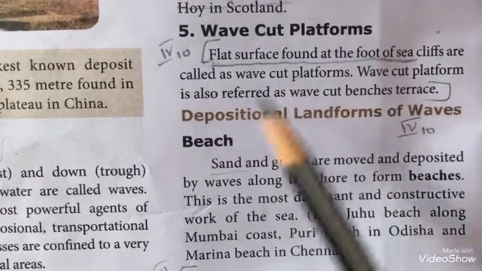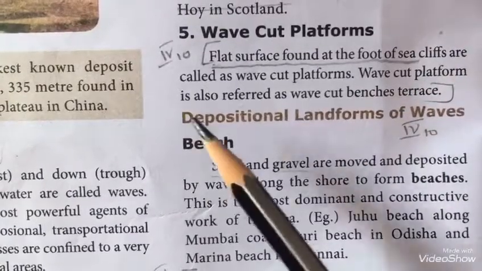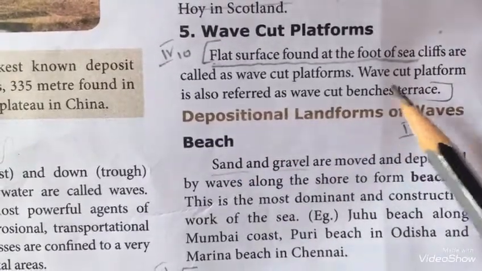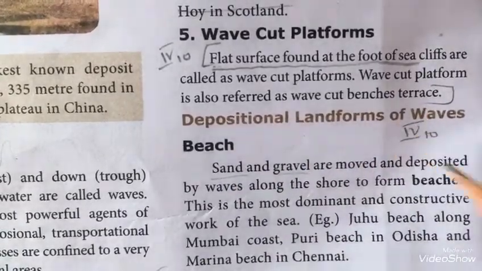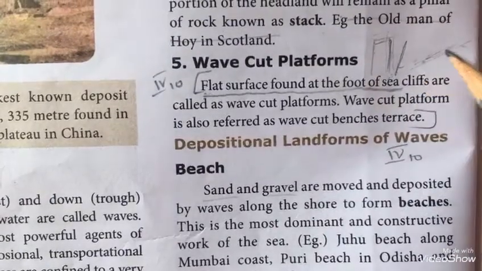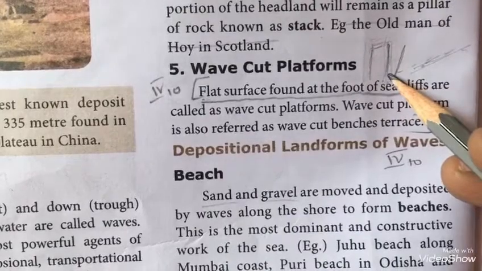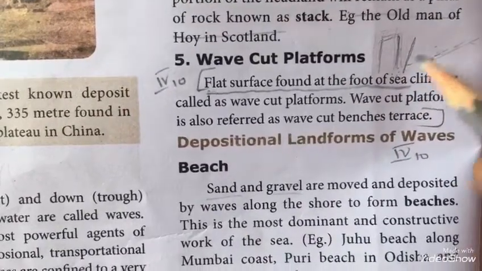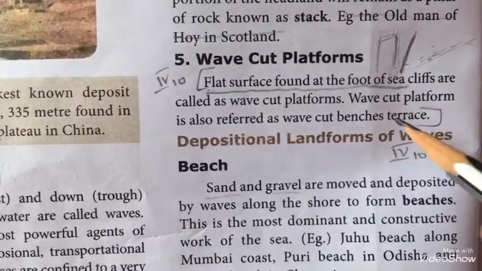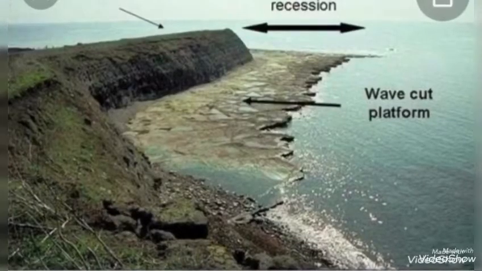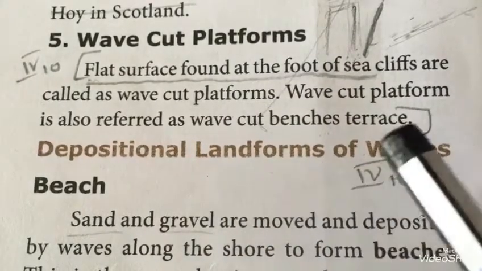Wave cut platforms. Flat surfaces found at the foot of sea cliffs are called wave cut platforms. Wave cut platforms are also referred to as wave cut benches or terraces. See here, if this is a sea and this is a sea cliff, the flat platform found near the sea cliff is known as wave cut platform. This is wave cut platform.